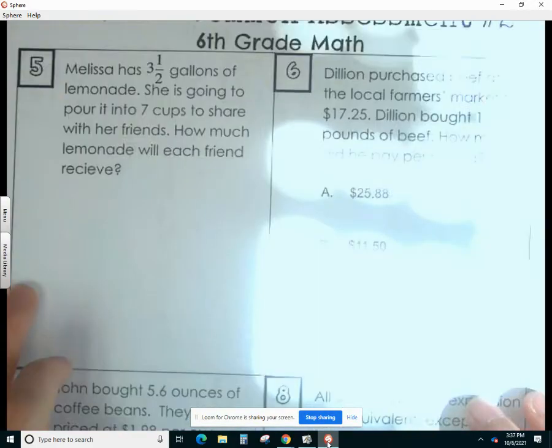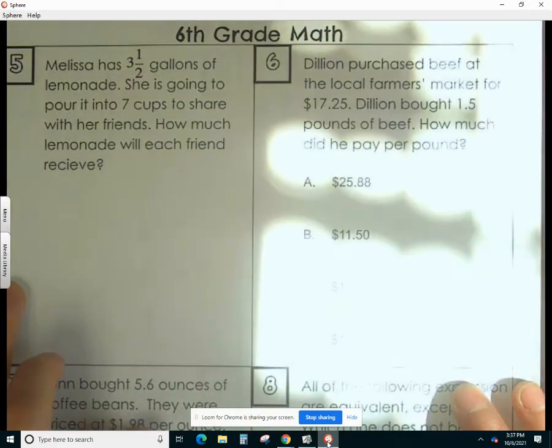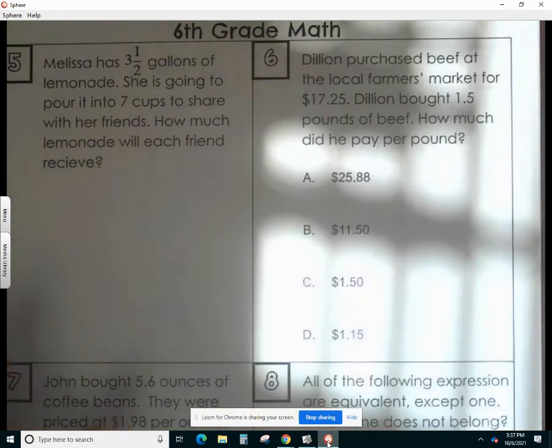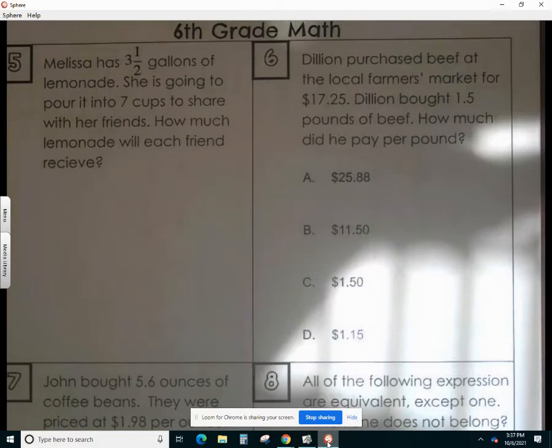Okay, on the back, we really struggled today with figuring out if these were multiplying or dividing. So think about what's happening. Let me see if I can fix my light real quick.